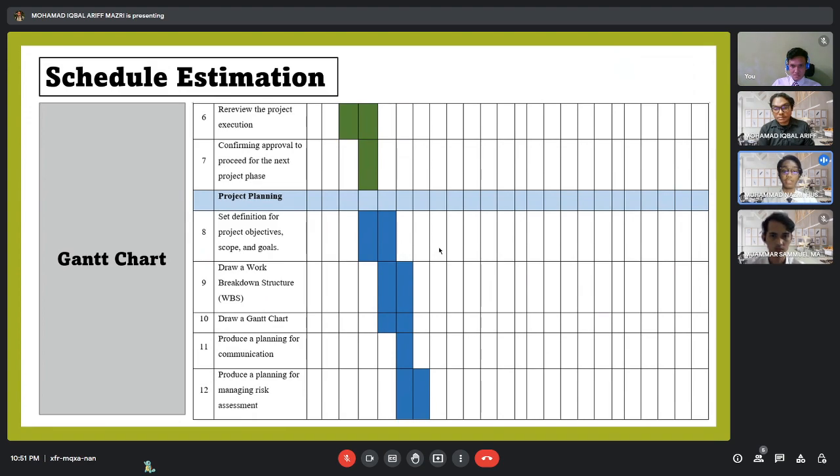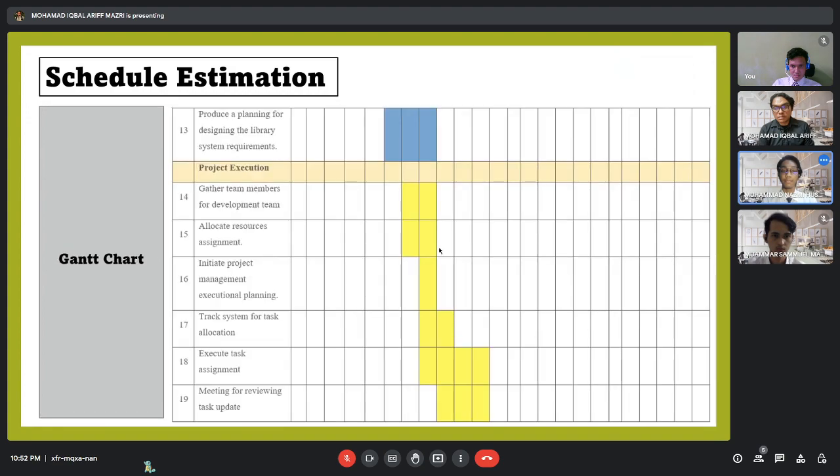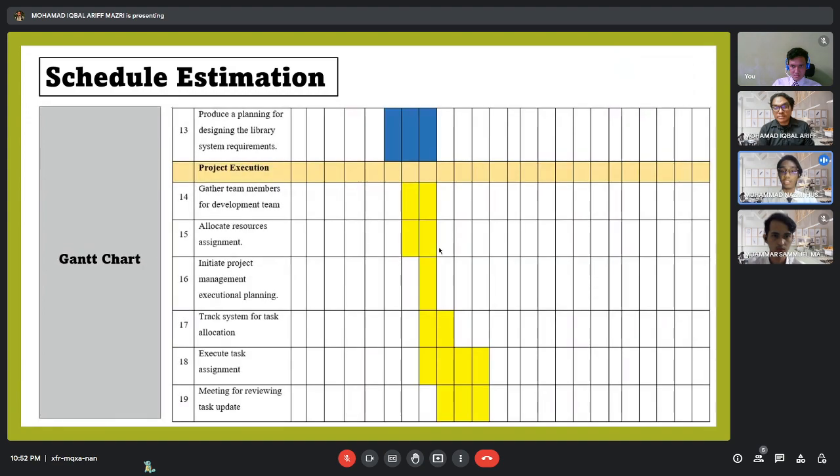We make a Gantt chart for the planning for the communication, for the risk management assessment, and project planning for designing the delivery system requirement. And for the next month, we are going to do the project execution.